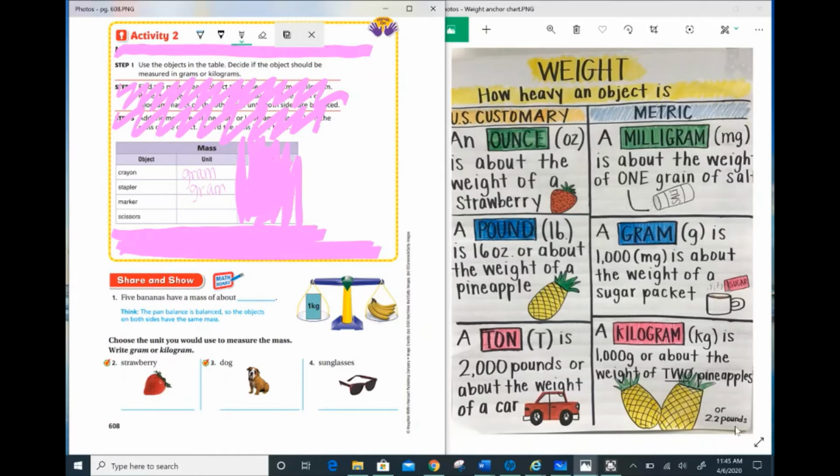Now, our next thing, we have a marker. So think of a marker. You put it in your hand. Would we measure it in grams or kilograms? If I know grams are the weight of a sugar packet, and kilograms are about the weight of 2 pineapples, what do you think? I would definitely go with gram too.